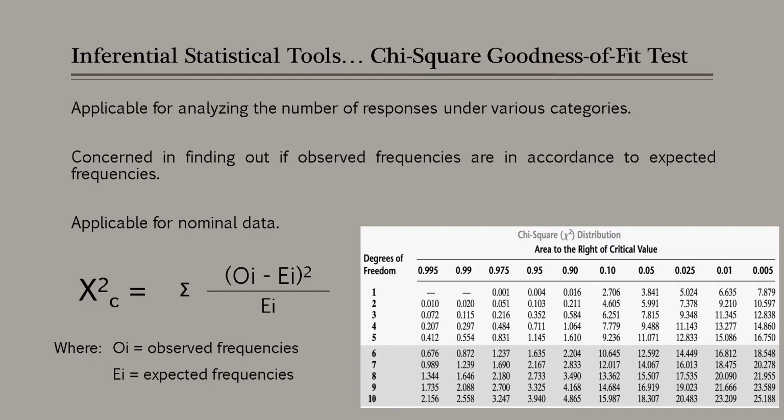The sum of the square of observed minus expected frequencies divided by the expected frequencies. A critical table of chi-square values is used in comparing the computed value and the critical value based on the parameters of the decision rule to come up with a decision of whether to accept or reject the null hypothesis.